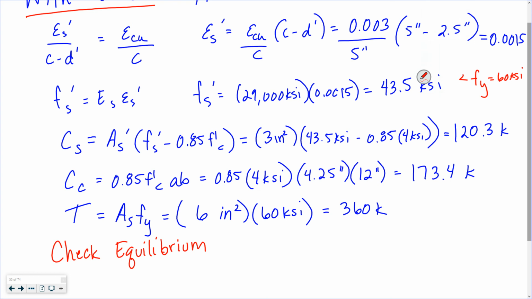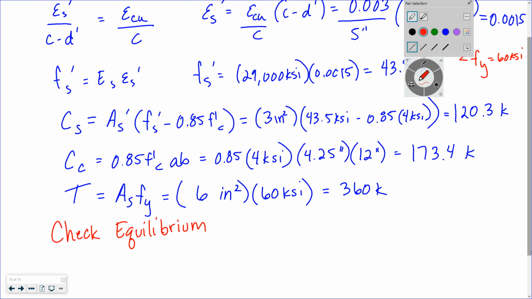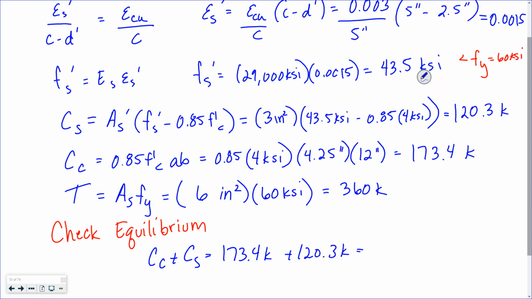Gonna check equilibrium. C sub C plus C sub S. I got 173.4 kips plus 120.3 kips. Tension, 360 kips.